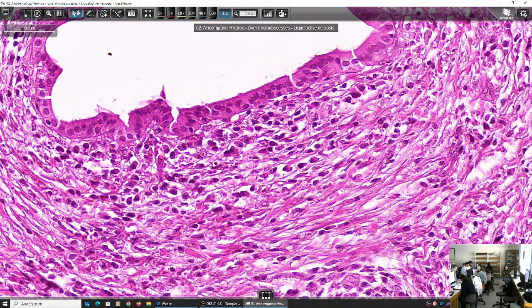In neutrophils, it isn't. So which cells are here? Have a look at the nucleus contour. If it is round, they are mononuclear cells. What do you think they are here? They're lymphocytes.